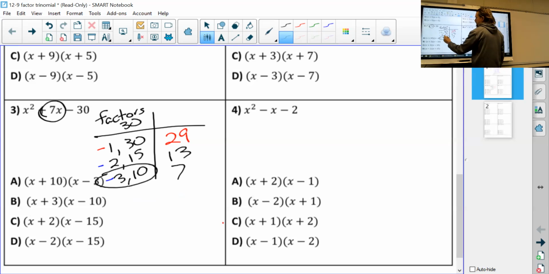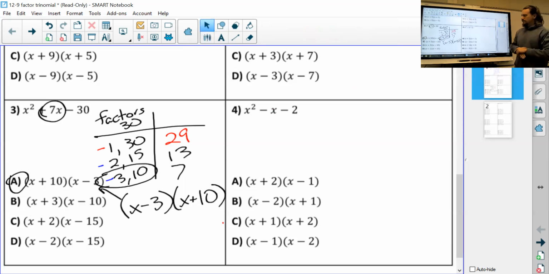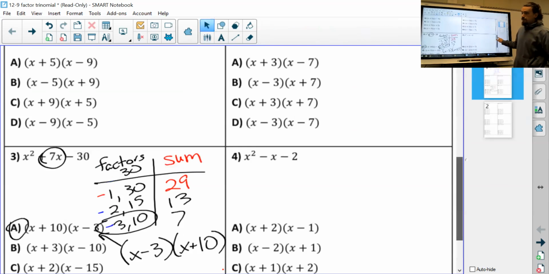So here are the two factors. We would say x minus 3 times x plus 10. That's not exactly what the answer is listed as, but they just switched it around, which is the same thing. So this would just be A. The more you do this, the easier it gets. Hopefully you see what's happening here, even if that explanation seemed kind of confusing. If you just try some of these, you'll start to see the patterns we're looking for.